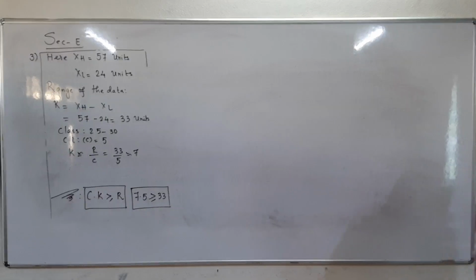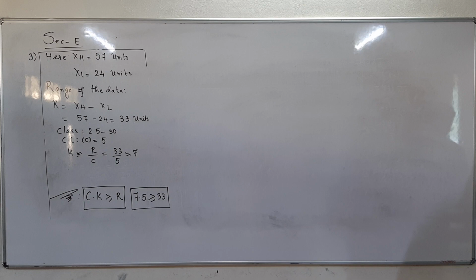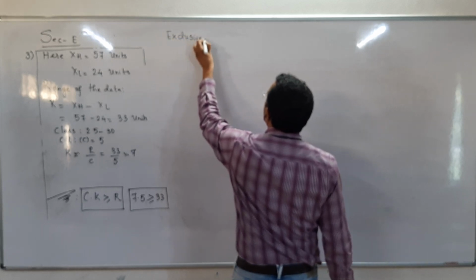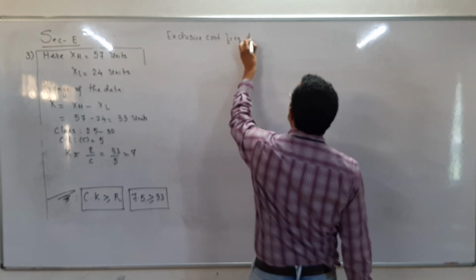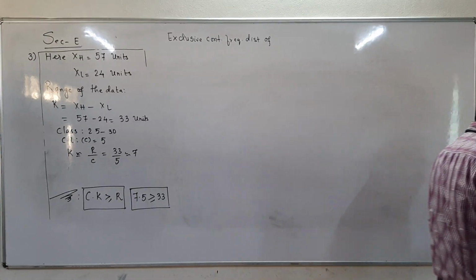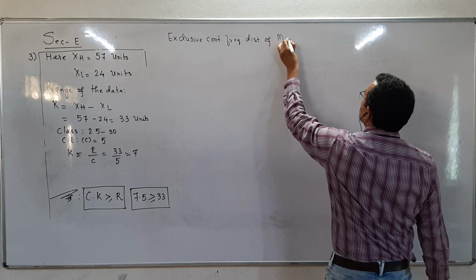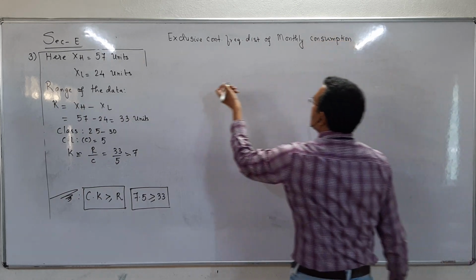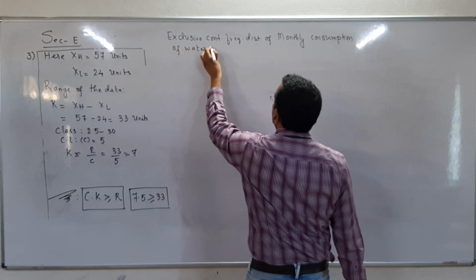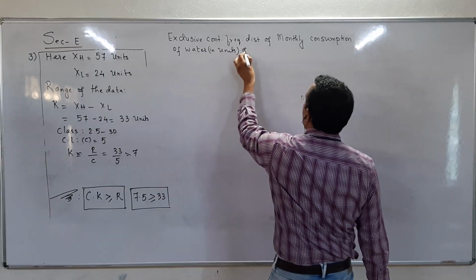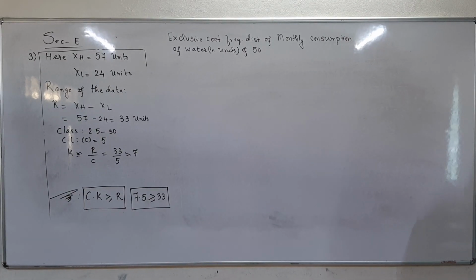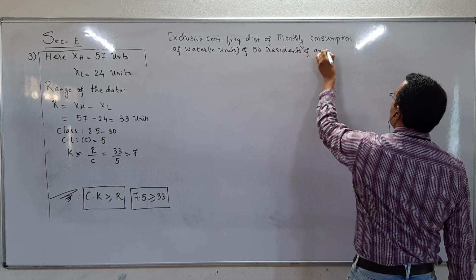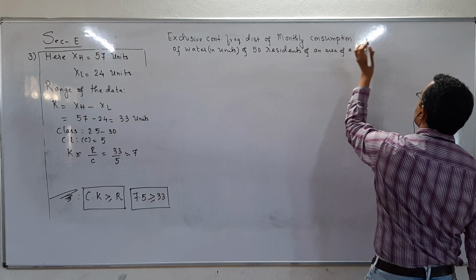So what will be the title? Exclusive continuous frequency distribution of monthly consumption of water in units of 50 residents of an area, area of a particular city.